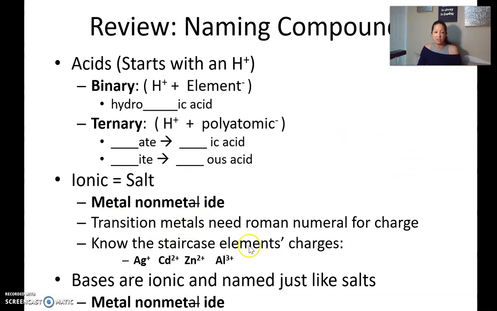Again, ionics are salts, so that's where you have the metal plus the nonmetal. So you just name the metal, and then you name the nonmetal, drop the last syllable, and add "ide." Remember, if you have a transition metal, you're going to have to add that Roman numeral to show the charge. That's anything in the middle of the periodic table. Also, you need to know the staircase elements, the ones that make that staircase. You have silver, the Ag+, and then you have the two that are stacked on top of each other, cadmium and zinc. They both have a 2+, and then you have that third top stair, which is aluminum, and has a 3+ charge.